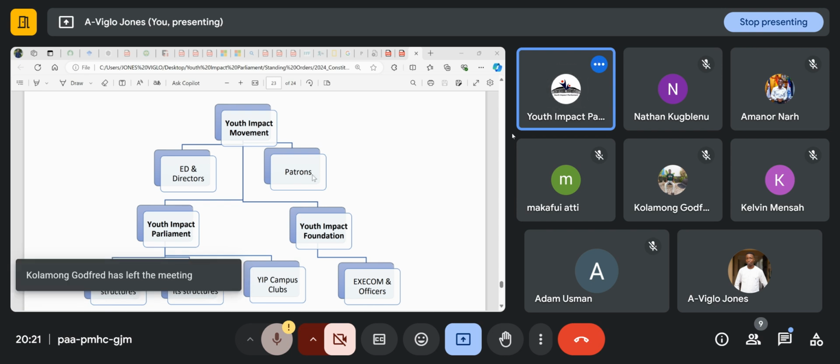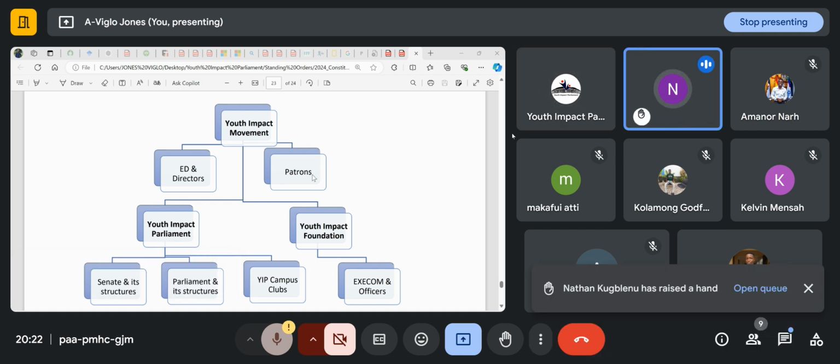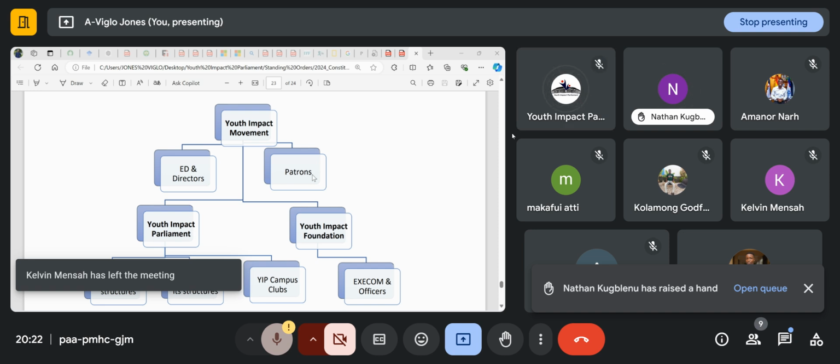Please, if you have a question, please... Constitution and standing orders. Same with our senators. Senators as well will print and make it available to you at the joint session. So, yes, can we have a question? Yes, please ask your question. Yes, Nathan, ask your question.